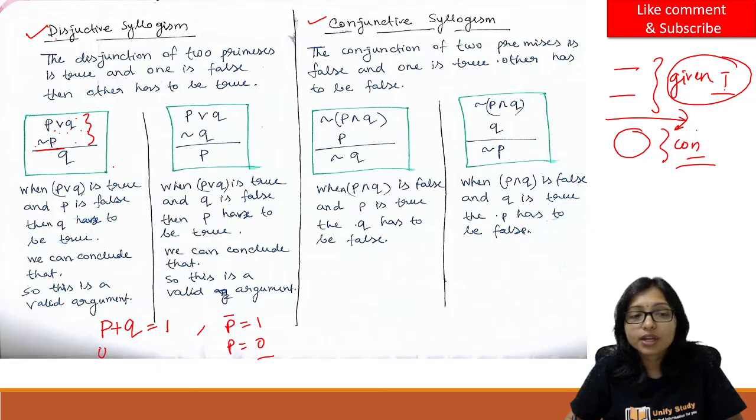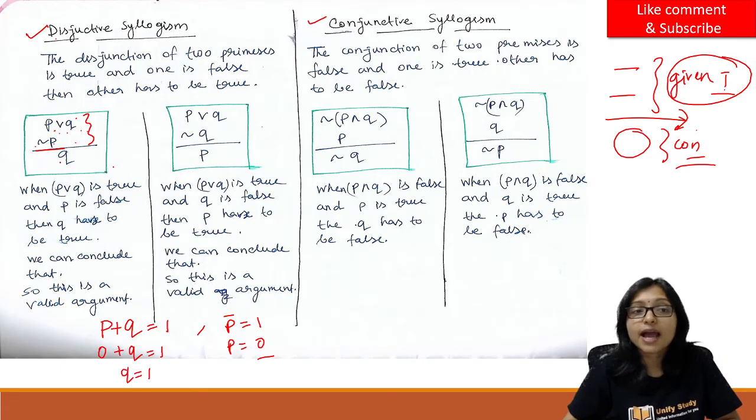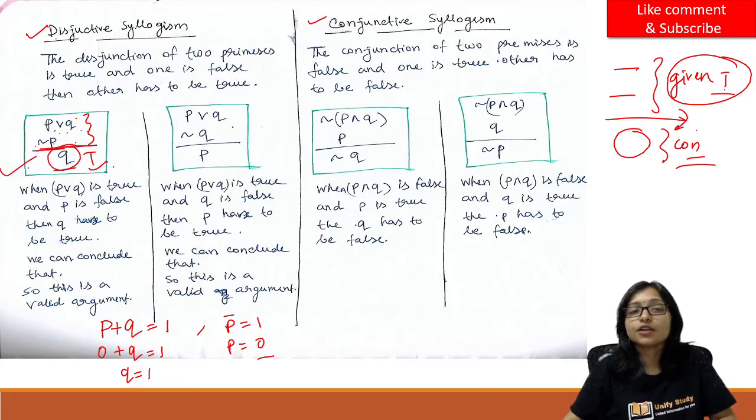So if I put here 0 plus Q equals 1, what is the value of Q? Definitely the value of Q is 1. Right? So that's why Q is true. Yes, the conclusion is correct here, and that's why it is a valid one.